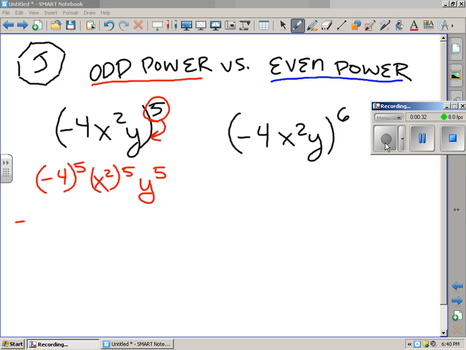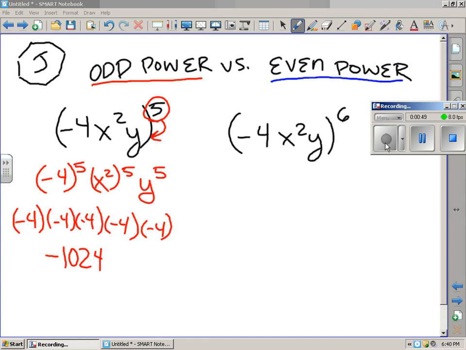The -4 you would write out 5 times. And the -4 to the 5th power is going to give you -1024, because when it's an odd exponent, the result will be a negative. Power to a power, you multiply. So we get x to the 10th, and then we have y to the 5th at the end.